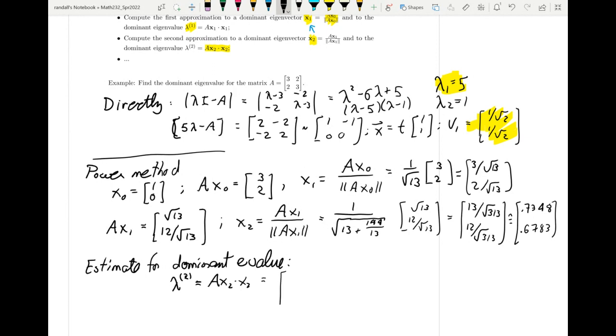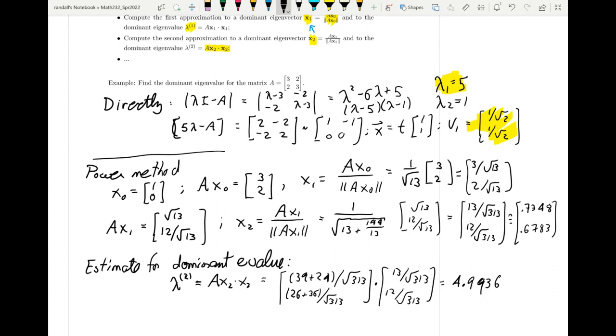So what we get when we do Ax2, you get (39 + 24 divided by square root 313, 26 + 36 divided by square root 313), dotted with (13 over square root 313, 12 over square root 313), which turns out to be 4.9936, okay? So notice here's our estimate.